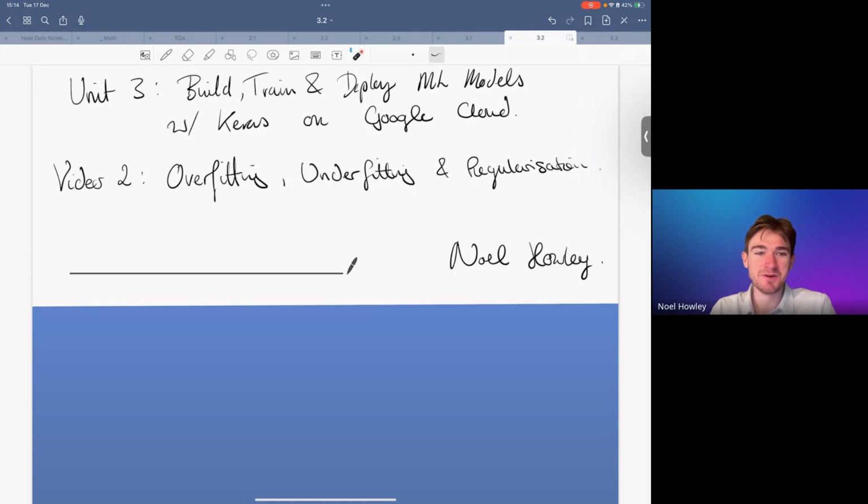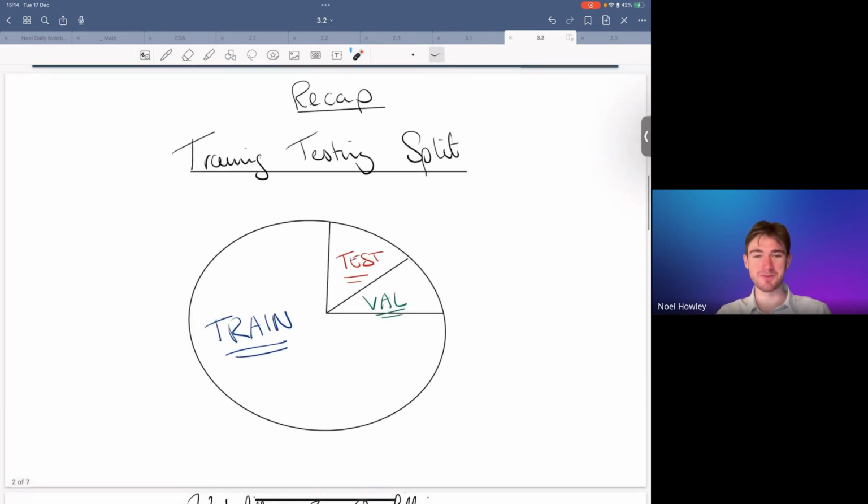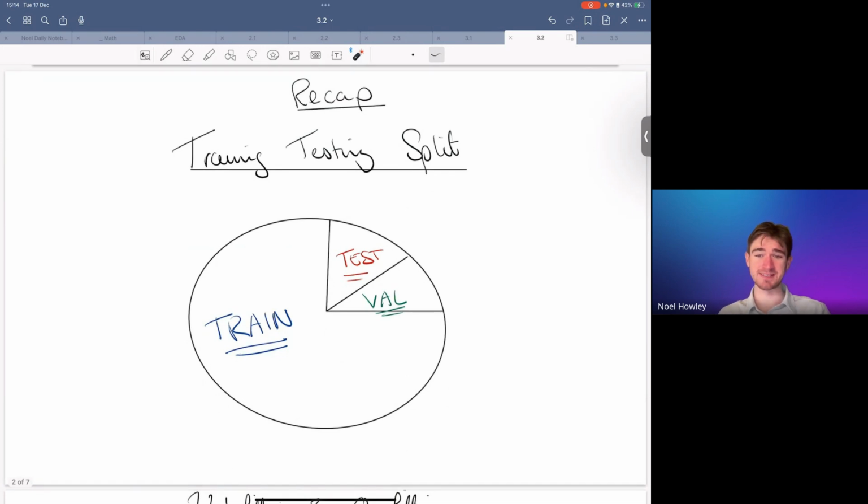This is video 2 of Unit 3: overfitting, underfitting, and regularization. I think it's really worth hammering home these points. They do come up in the exam, and they're not that complicated, but they are a really easy way to get marks. They're quite tested, so I hope to fill you with confidence. Let's get going. Let's go through a bit of a recap first of training, testing, splits.